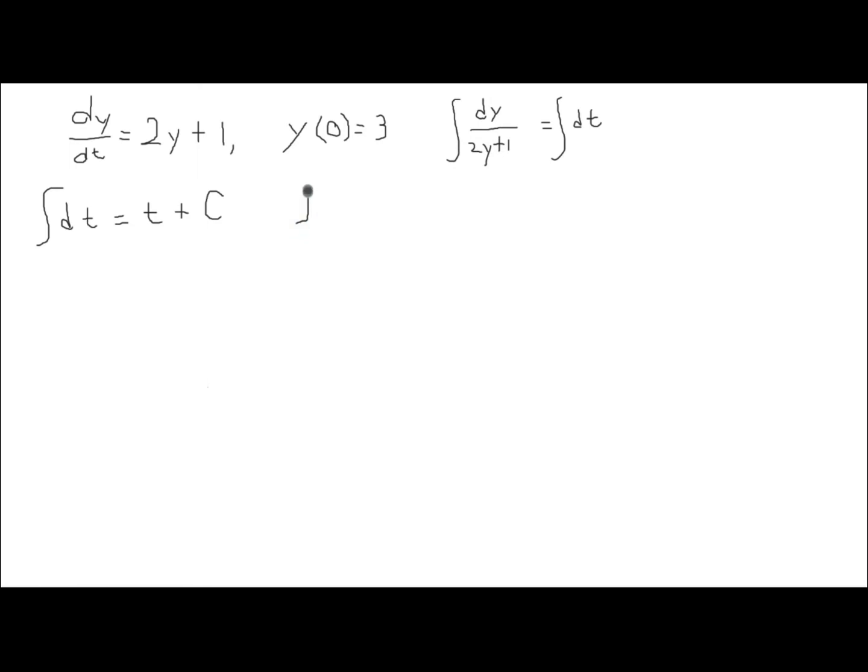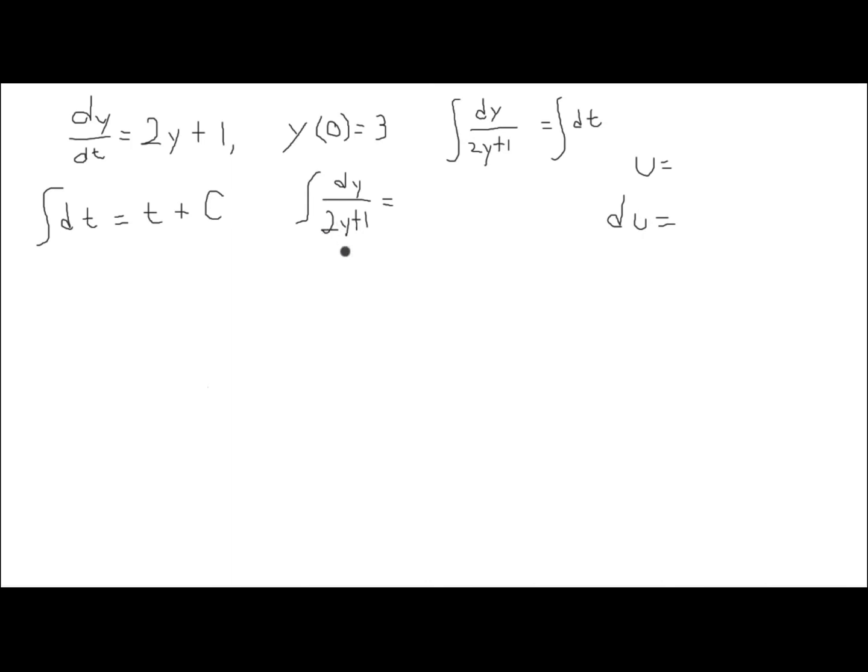The harder one is the integral of dy over 2y plus 1. To solve that, we're going to use a technique called u-substitution, which means we're going to rewrite this value in terms of u and du. Okay? So we have to determine what our u will be, and thereby also what du will be.